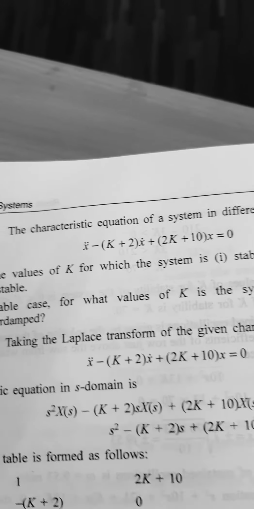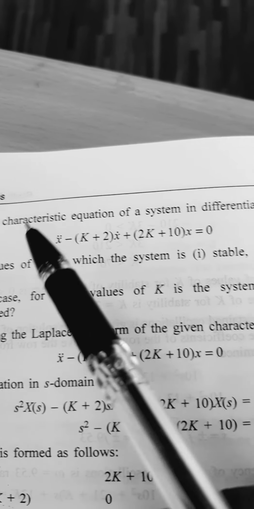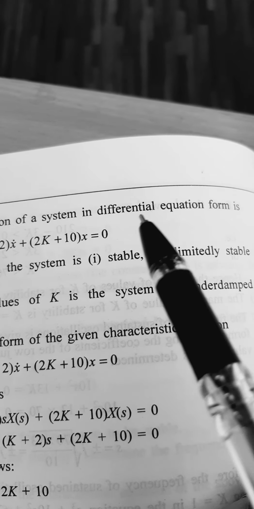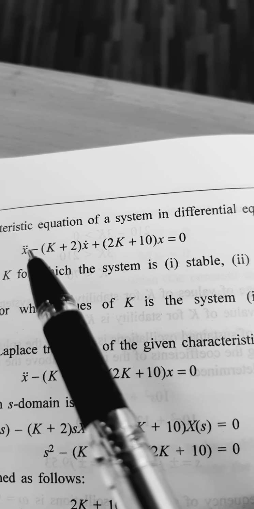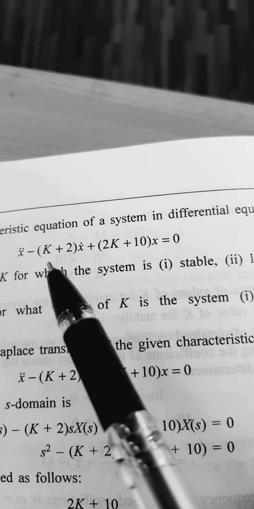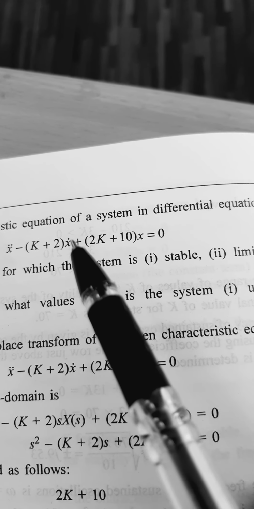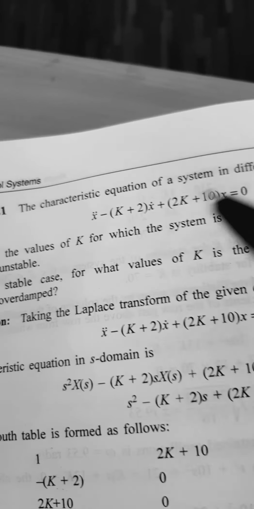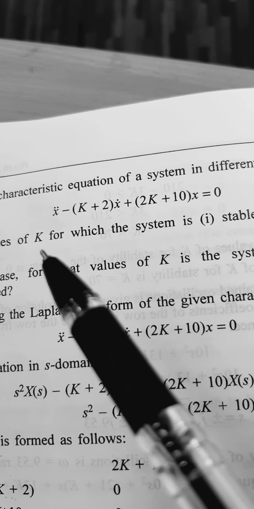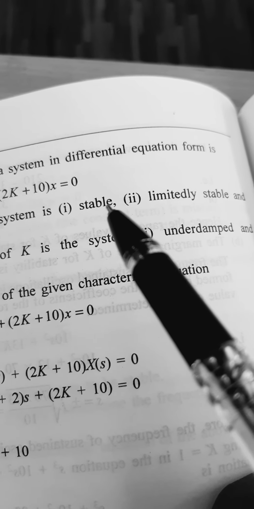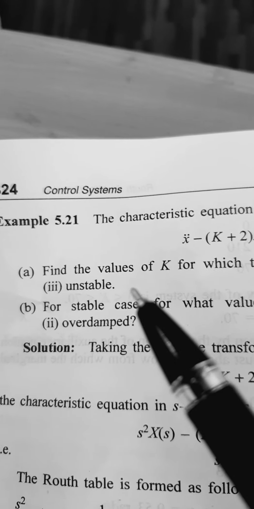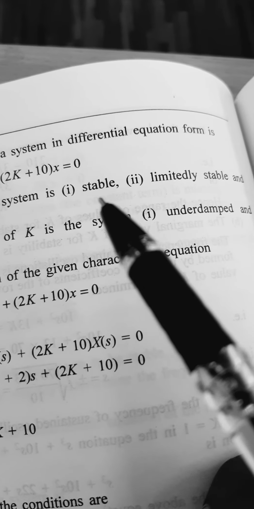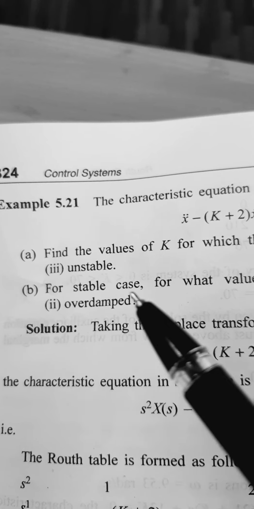So we will go to the next problem, that is 5.21. The characteristic equation of the system in differential equation form is x double dot, that means d square x by dt square, minus (k plus 2) x dot, that means dx by dt, plus (2k plus 10) x is equal to 0. Find the values of k for which the system is one, stable, second, limitedly stable, and unstable. And b, for the stable case, for which value of k is the system underdamped and overdamped.